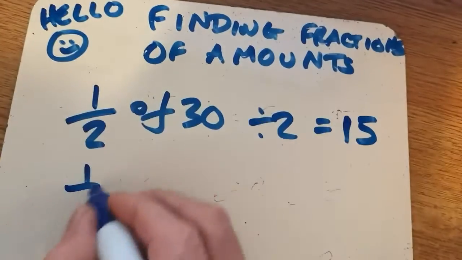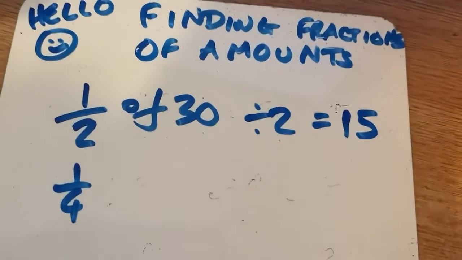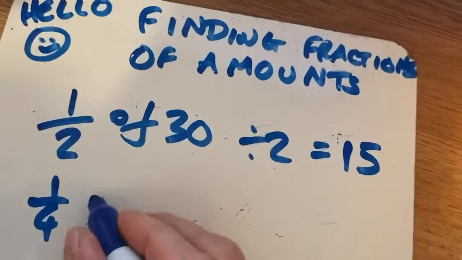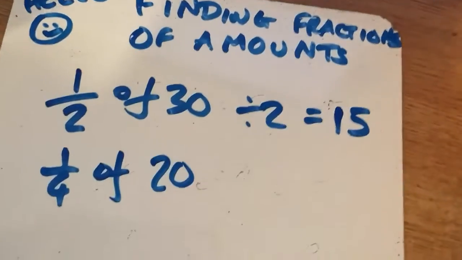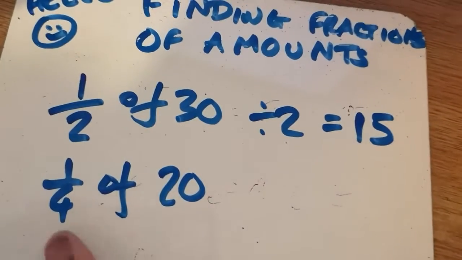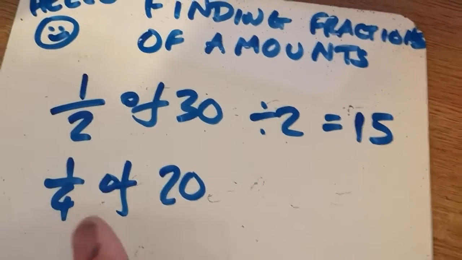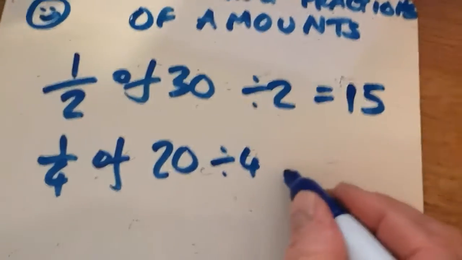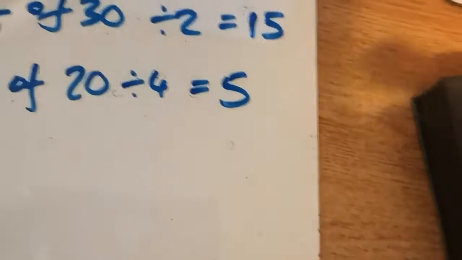What about finding a quarter of something? Well, if I want to find a quarter of something, there's different ways of doing it. I could half it and half it again. If I had, say, a quarter of 20, I could half that and half that again. But what I'm doing in effect is dividing by my denominator, dividing by my bottom number. In this case, it's 4. 20 divided by 4 is going to give me 5.